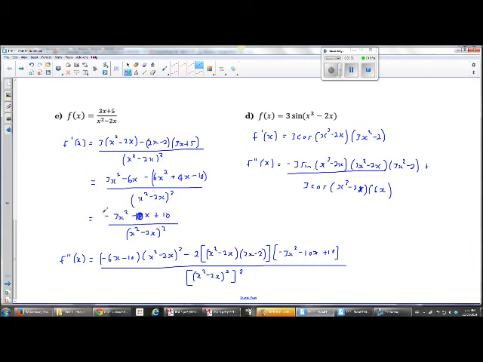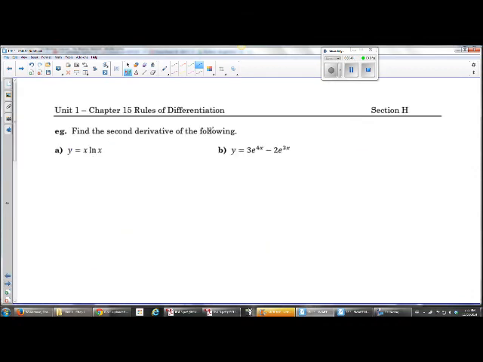Move on to the next page. We'll find the second derivatives here. So dy by dx, derivative of the first, which is 1, multiplied by the second, which is ln x, plus the first times the derivative of the second. And then I'll simplify this to make the next step easier. And then I'll take the second derivative, d2y over dx squared, equals 1 over x.